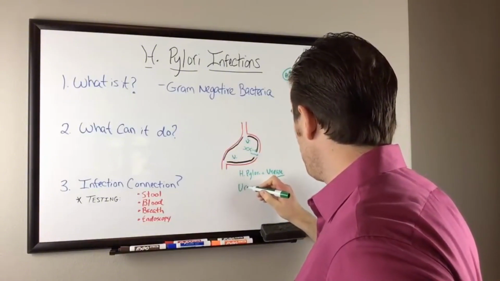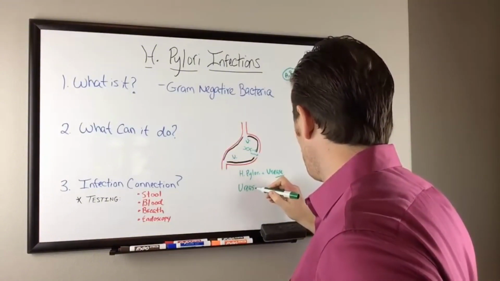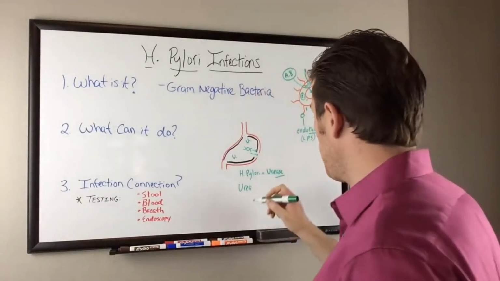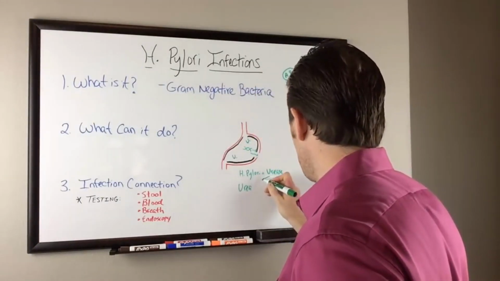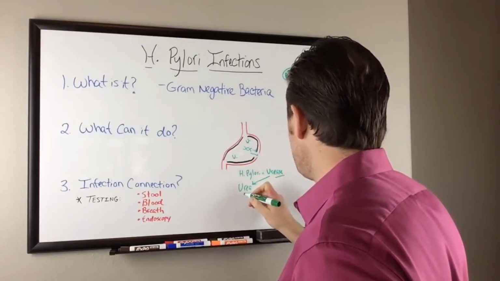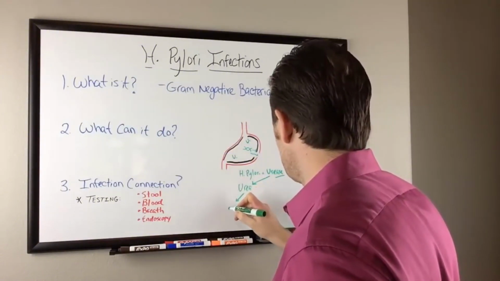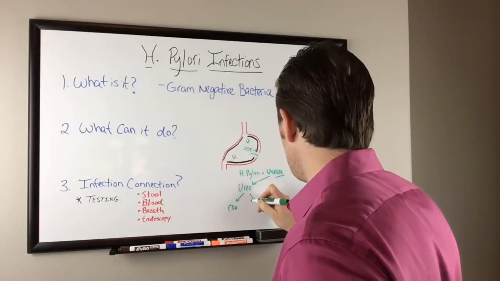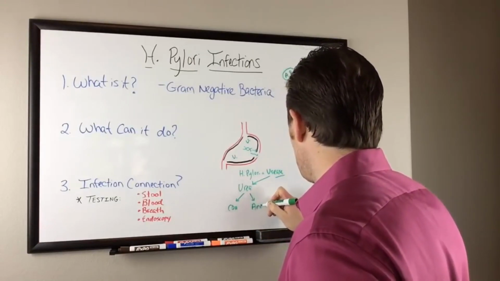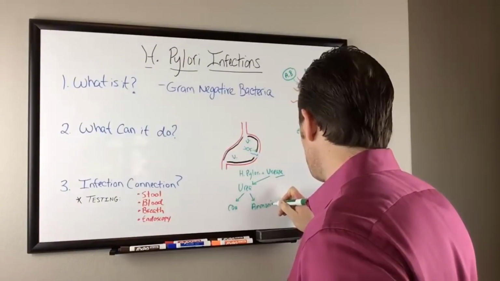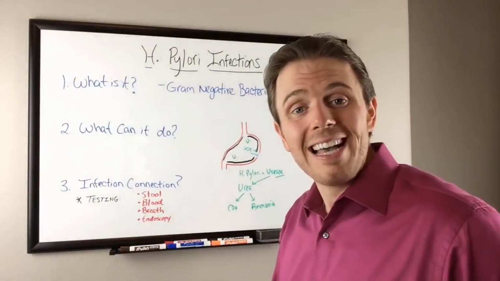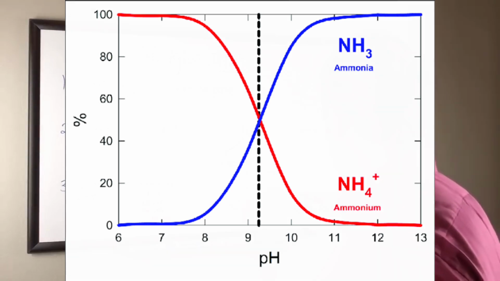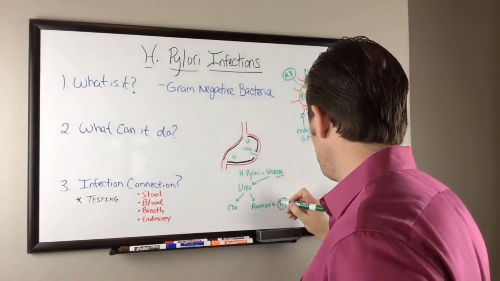And what happens with urea? When urea gets hit by urease, it breaks urea down. So again, we're going to look at urease hitting urea, and then what happens? It gets broken down into CO2, and it gets broken down into ammonia. Now, this is the really important part, because ammonia has a pH of 11. So if we put a whole bunch of ammonia there, that's a pH of 11.